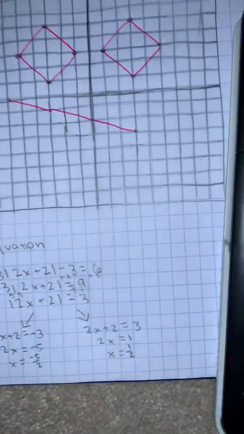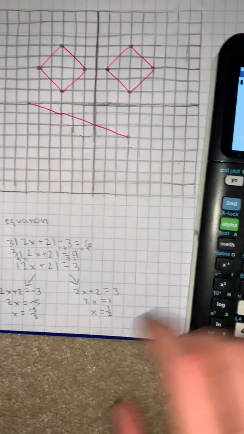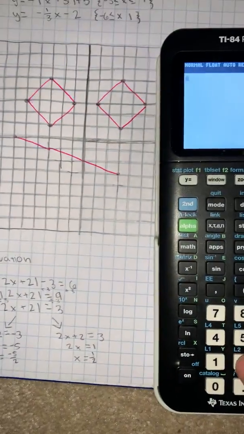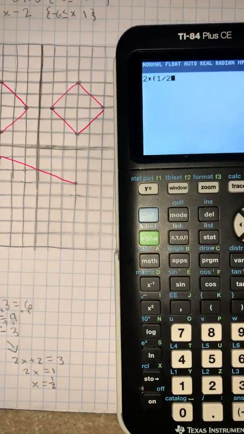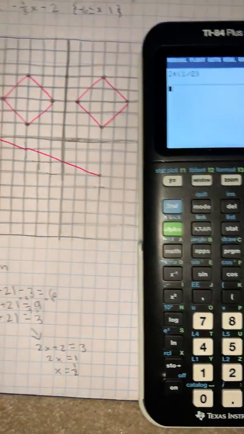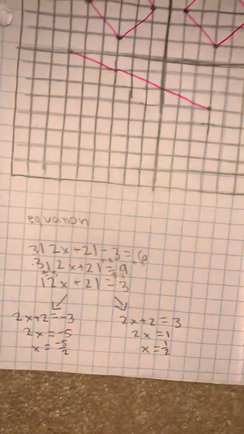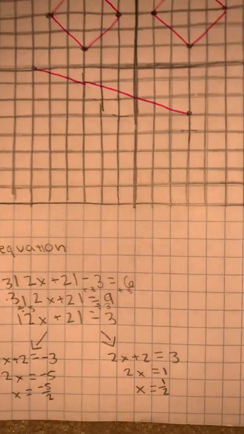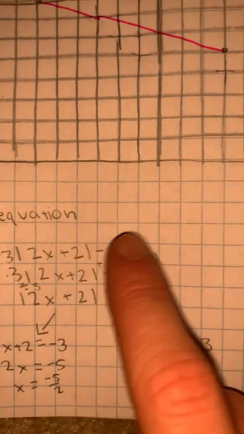You can actually also plug this in and see if it's correct. So for 1/2, we're going to start with our original equation, and we're going to do inside the absolute value first. So 2 times 1 divided by 2 equals 1, and then you add 2 over here. The absolute value of 3 is 3 times 3. You get 9. And then you subtract 3. You get 6, which 6 would equal 6.